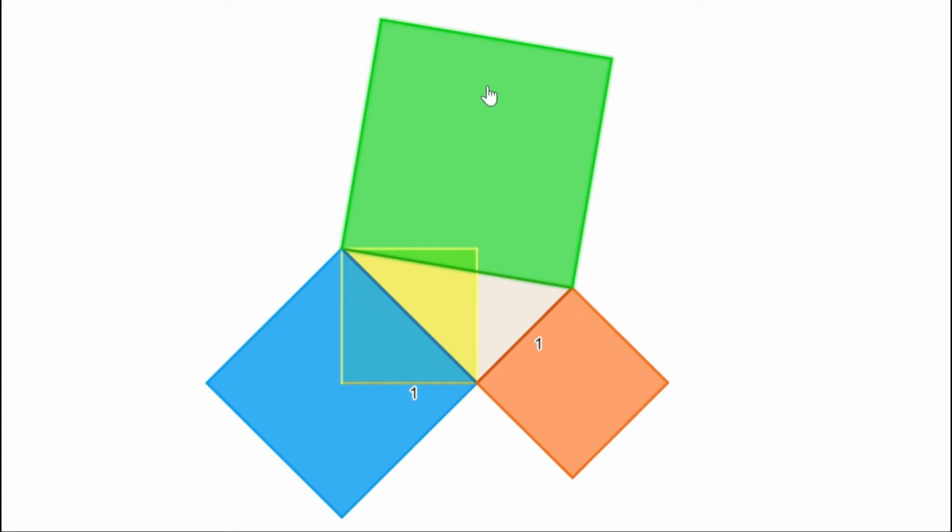The area of this square is equal to hypotenuse square. We know hypotenuse square equal to base square plus altitude square. That is, area of this square is equal to 2 plus 1 or area of this square is equal to 3. That means square of hypotenuse is 3.